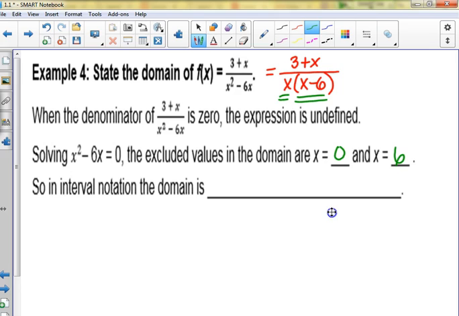Now, honestly, on a quiz like this, if it didn't specify, I would probably let you write x cannot equal 0 or 6, or x is all real numbers except for 0 and 6, or something. Can you help me write it in interval notation? It's going to have some u's. Andrew?